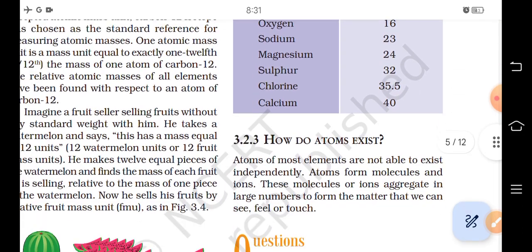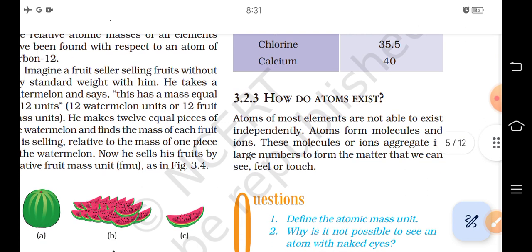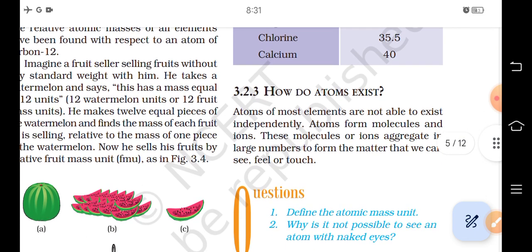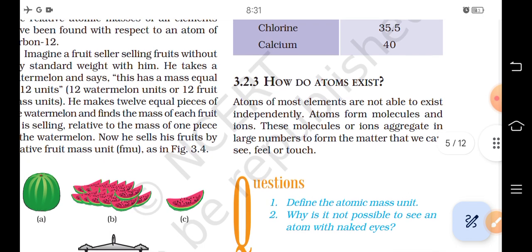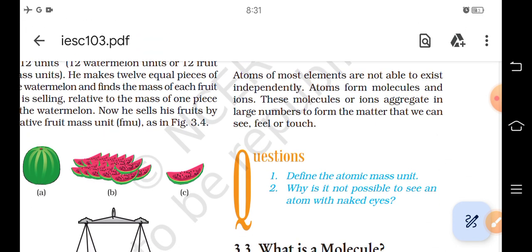How do atoms exist? Atoms of most elements are not able to exist independently. Atoms form molecules and ions. These molecules or ions aggregate in large numbers to form the matter that we can see, feel or touch.